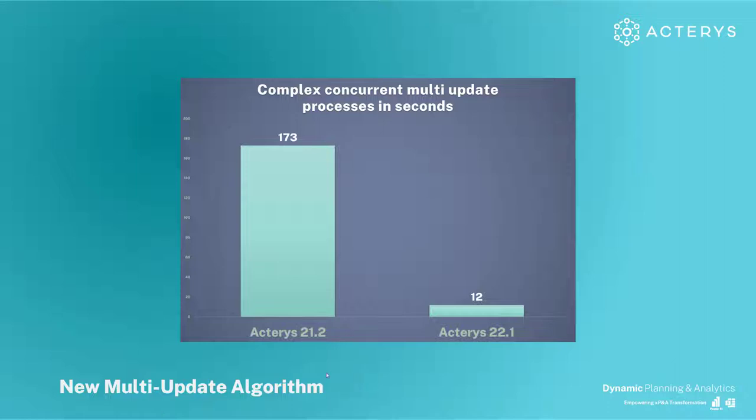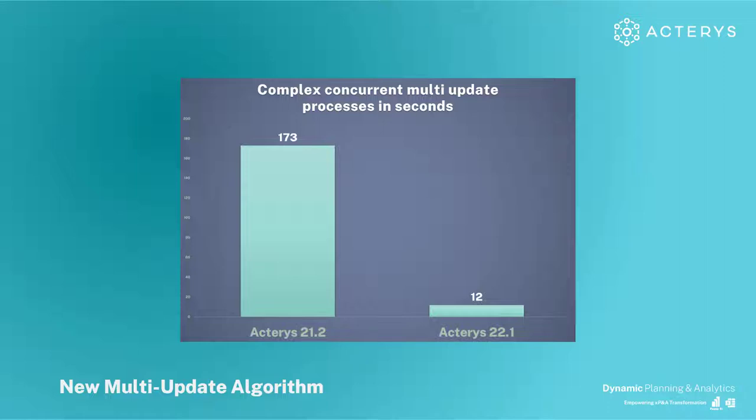For example, our new multi-update algorithm is improving processing times by more than a factor of 10. So if you're doing a lot of writebacks on a lot of different aggregated cells, for example, with copy and paste operations or other typical planning use cases where the system has to write back a lot of data down the different dimension hierarchies for a lot of cells, this used to take a few minutes. Now this has come down to seconds, so a massive improvement with this new algorithm.